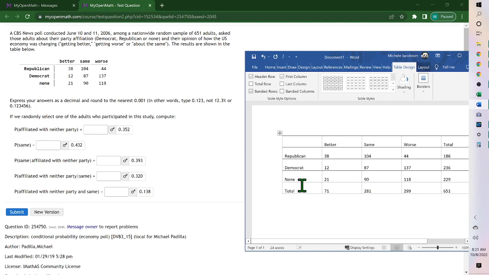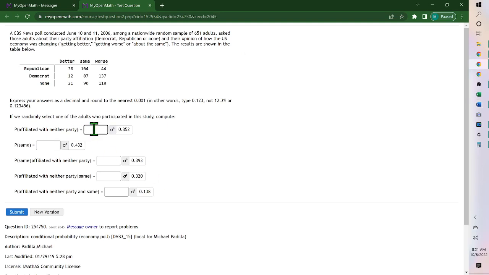Neither party would be none, and so it would be 229 of them out of the 651. 229 out of 651. If you divide those, you'll get 0.352.